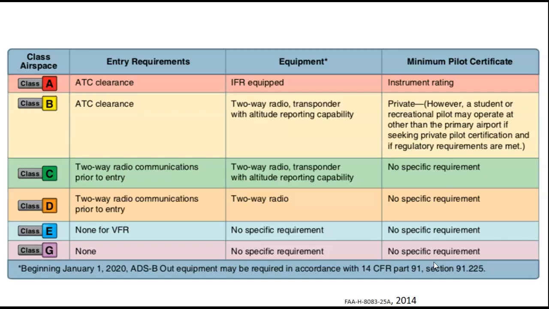In Class Bravo, you still need an air traffic control clearance, so you need to hear the words "cleared into Class Bravo" before you can enter the airspace. If you don't hear those words, then you cannot enter Class Bravo airspace. You need to establish two-way radio contact, and you need a transponder with altitude reporting capabilities, in other words, a Mode C transponder. And the minimum pilot qualification is a private pilot to enter Class Bravo or better.